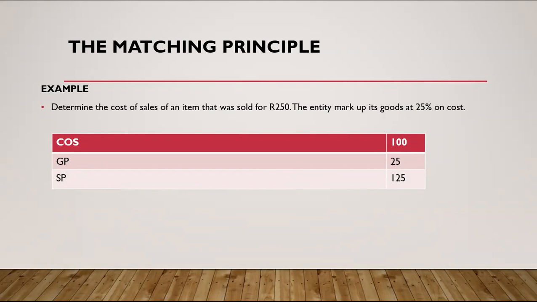That means that 250 you have been given there, it is at 125%. And we just want 100%, which is the cost price. So you remember, you multiply by what you want, you divide by what you have. So you will take that 250 times it by 100 and divide it by 125. And that will give you the cost of sales of 200. Right?